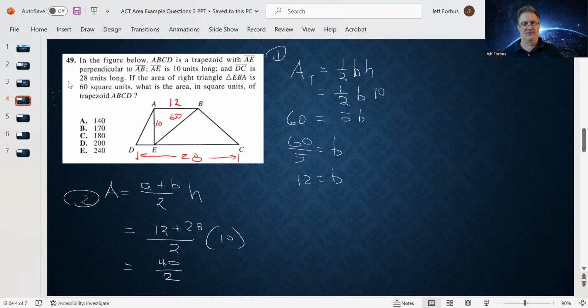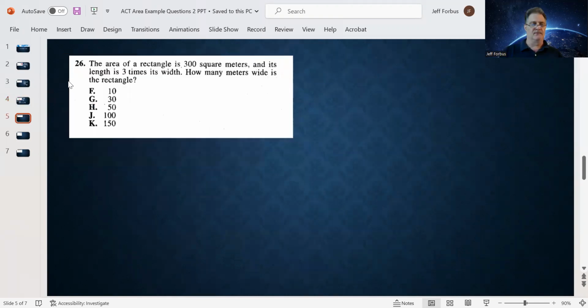40 divided by 2 multiplied by 10. Okay, so 40 divided by 2 is 20. That leaves times 10, and that's going to be equal to 200. And that's going to lead us to answer choice D. That is the area for the trapezoid. All right, cool. Let's continue.